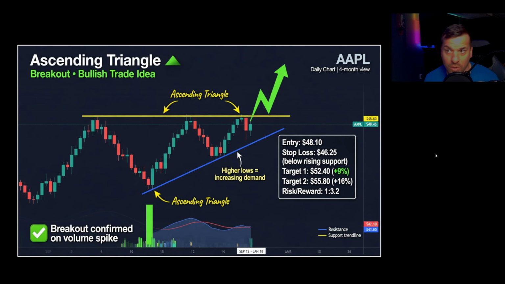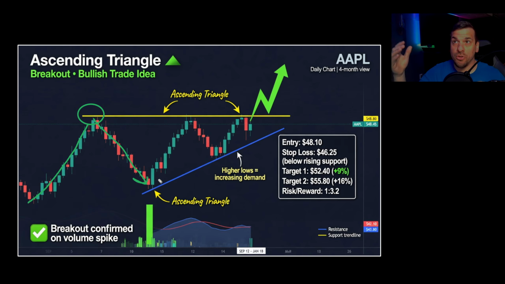Ascending triangles are a bullish trade idea. So what exactly are we looking for? Essentially we're doing the same deal as the previous pattern, and then the sellers kind of step in. These are buying trade examples. You can also do the exact same thing, just flip it to the sell side. Now we're going to another resistance point, and it's the same.